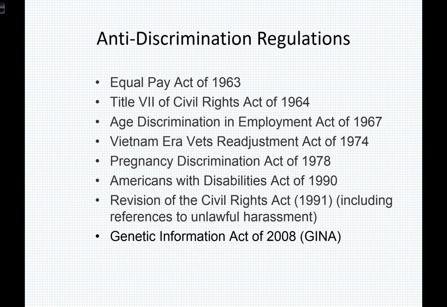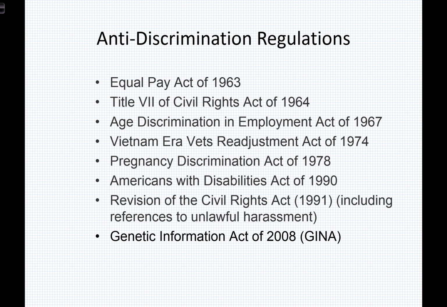And then the Americans with Disabilities Act of 1990 really opened that doctrine up broadly. There was a revision of the Civil Rights Act in 1991, which really just updated the 1964 Act, because we had seen different forms of discrimination creep in, including harassment and such that had not been expressly handled under Title VII of the Civil Rights Act of 64.